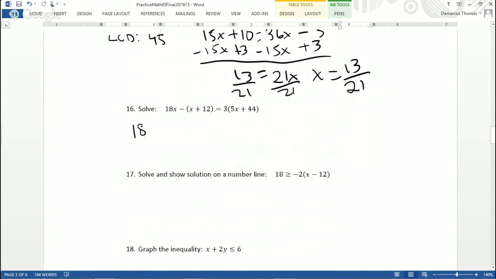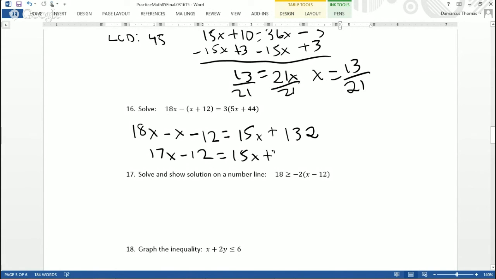Okay, here we go. Solve. Distribute your minus sign. Drop the parentheses. Distribute your 3. And what's 44 times 3? 132. Combine like terms. We got 17x minus 12 is equal to 15x plus 132. Add to both sides and subtract as well. We're going to be left with just 2x equals 144. So x is 72.